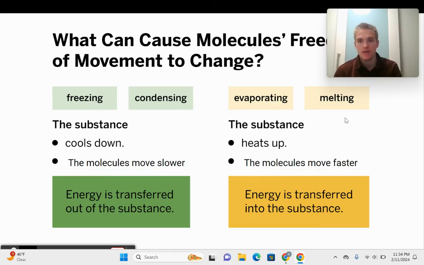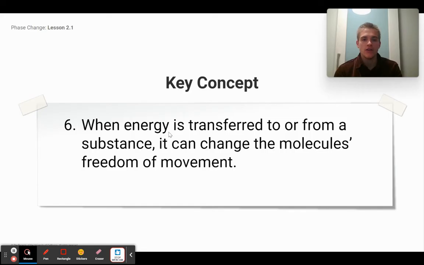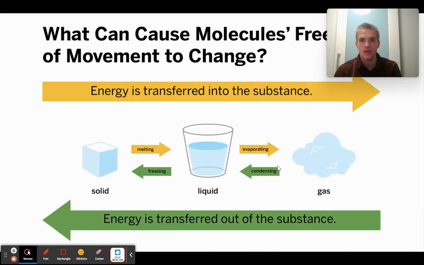Let's look at this on a diagram. When energy is transferred to or from a substance, it can change the molecules' freedom of movement. In this diagram, we can see that energy is being transferred into and out of the substance. Remember, the molecules all have different shapes. In a solid, the molecules are moving in place. In a liquid, the molecules are moving around each other. In a gas, the molecules are moving away from each other.